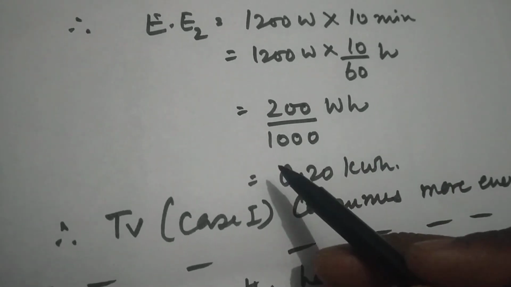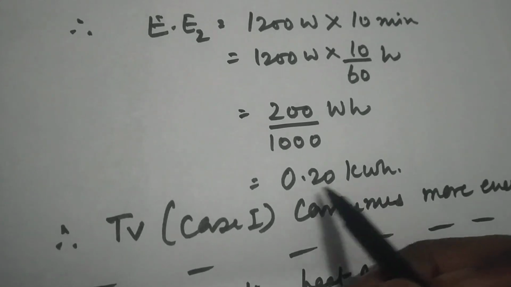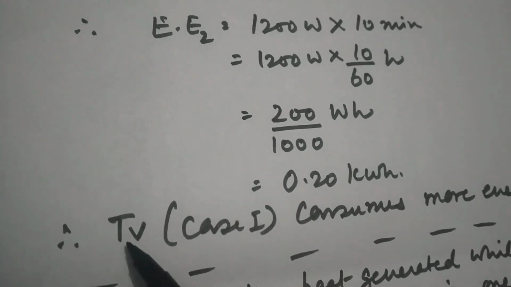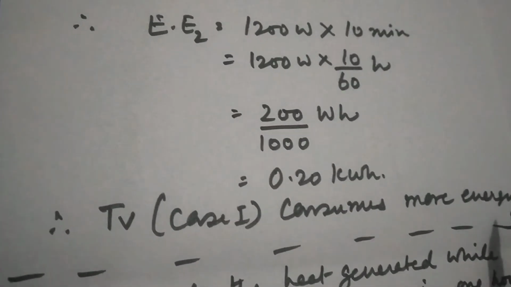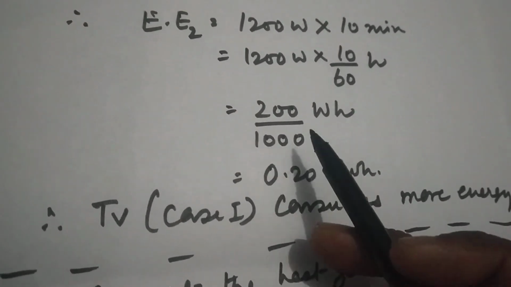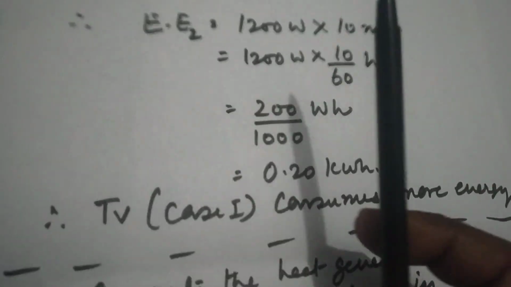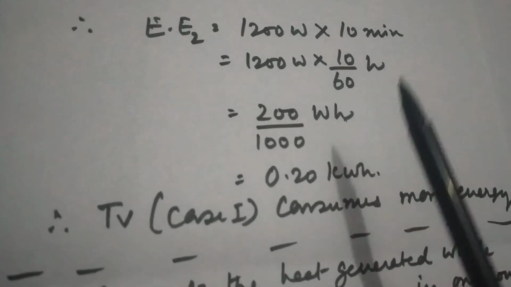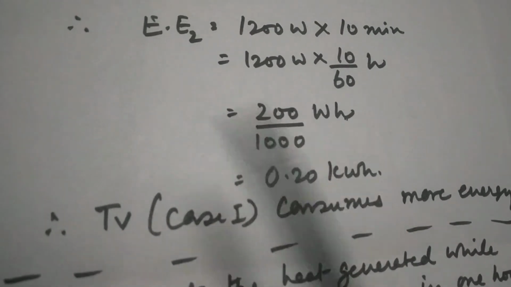So in the first case, we get the value of 0.25 kilowatt hour. In the second case, we get the value of 0.20 kilowatt hour. Comparing both of them, the first case, that is the TV, consumes more energy. Please understand the steps, see them 2 or 3 times, and try to calculate yourself. For both cases, the formula used will be P into T. Always remember that you have to find the watt hour first and then divide by 1000 to get the value in kilowatt hour, and then compare both the values.